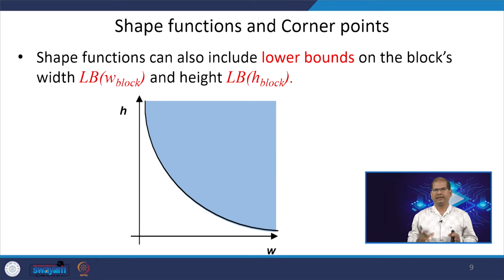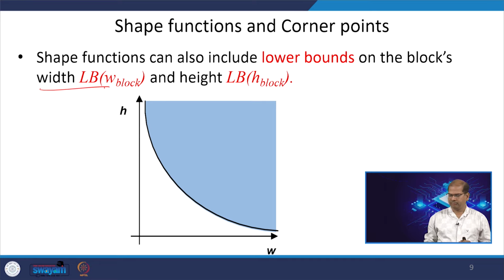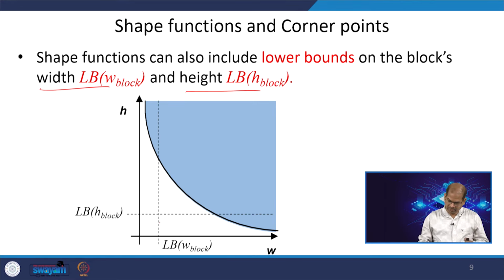Whenever I am implementing any block, there should be some lower bound on the width and some lower bound on the height. The lower bound means some blocks cannot be implemented in a very small area. So, that is why I have to find some lower bound in the x axis and a lower bound in the y axis, such that these areas are not allowed. This area is not a legal area. The rest of it is the legal region. Okay.